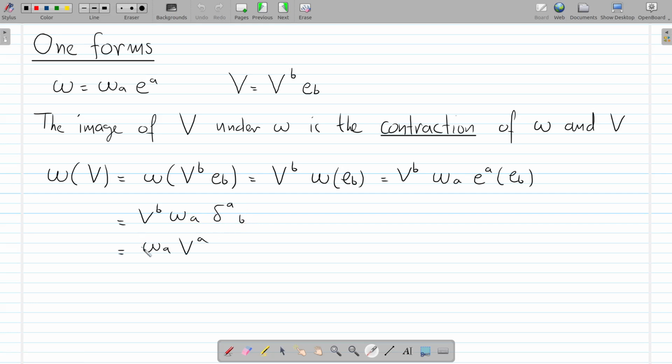So the final result is the sum of those products where the component of omega is multiplied by the respective component of the vector v. So this gives us the contraction of omega with v. Notice the placement of the indices. You will see that in tensor equations, whenever we sum over indices, we sum over an index that is downstairs and an index which is upstairs.